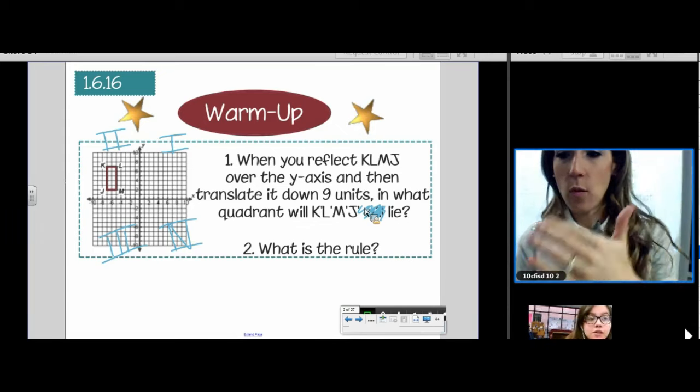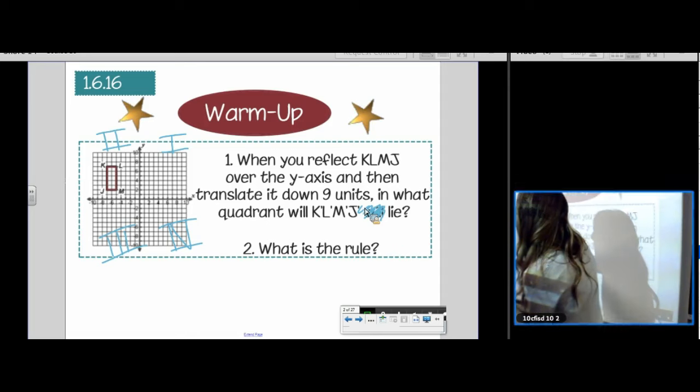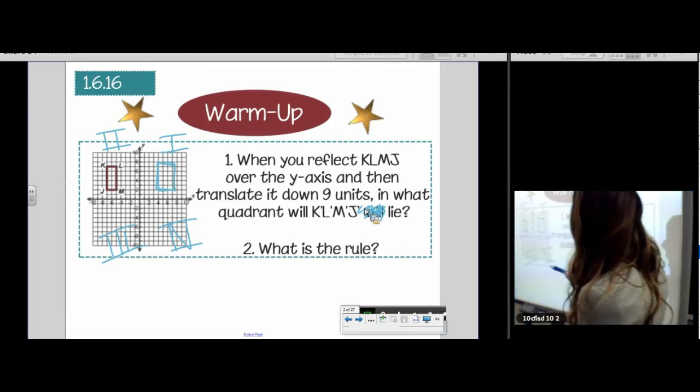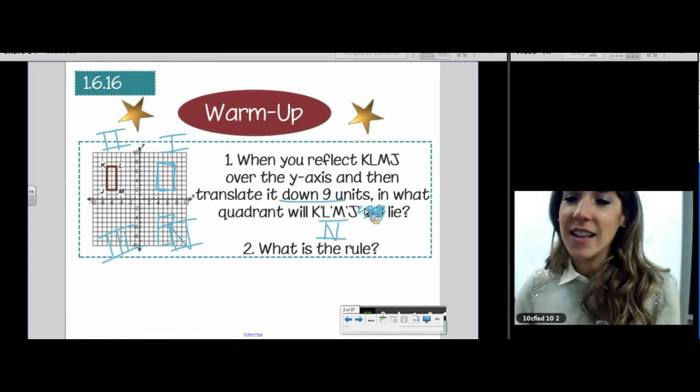When we reflect this over the y-axis, I'm not going to be perfect here. I'm not even going to try. It's going to end up somewhere right here. And then when we translate it down 9 units, it will definitely fall somewhere in quadrant 4. So that is where. Now let's write the rule.